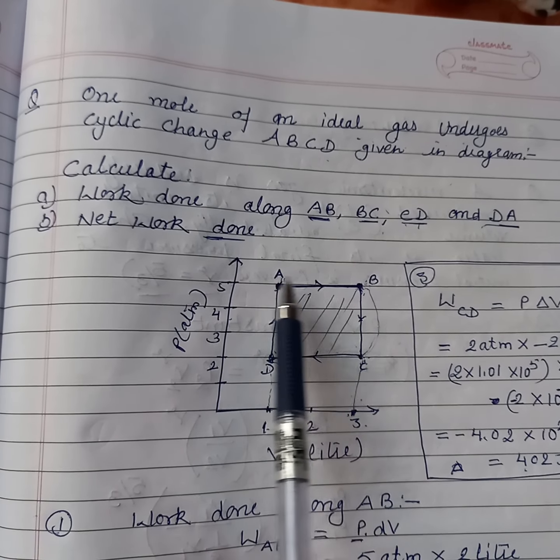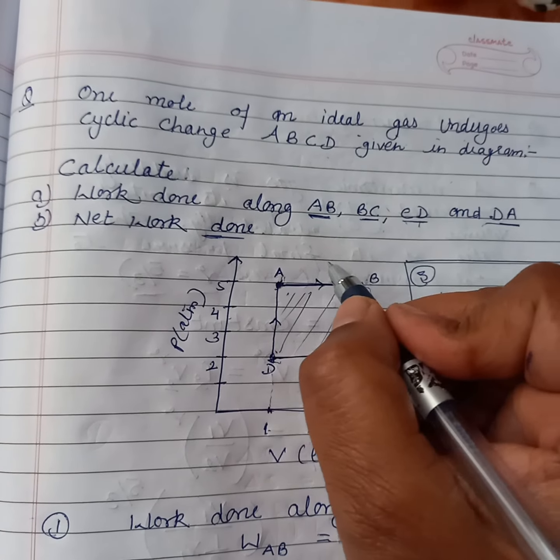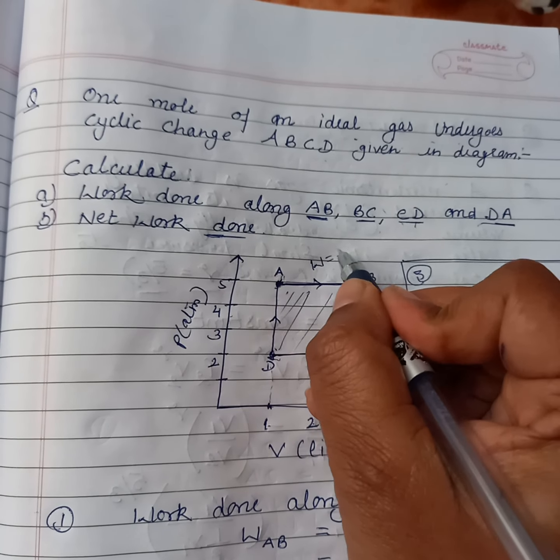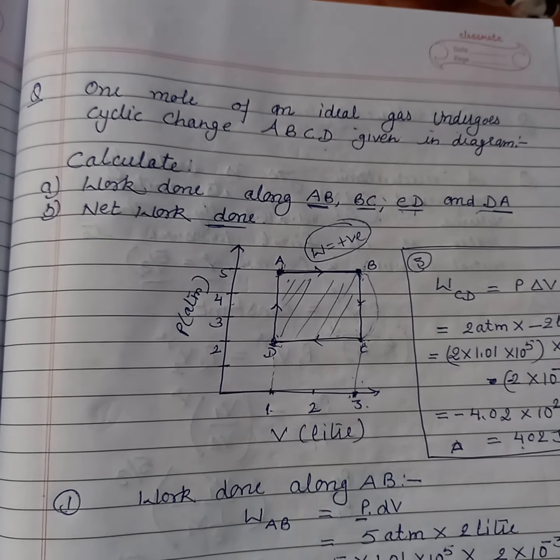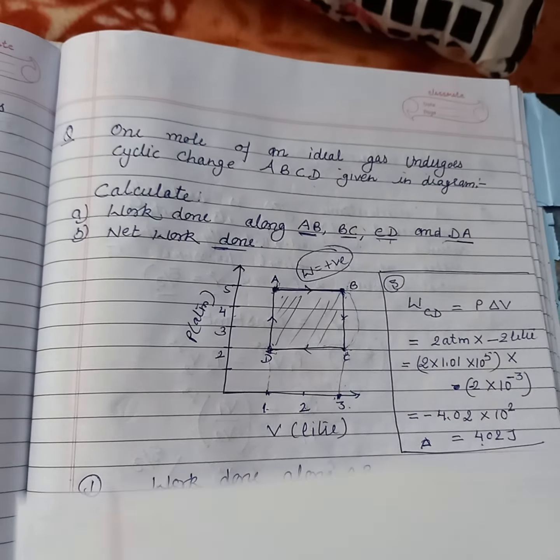Here see, the direction of the cyclic process is clockwise. So the work is positive, the sign will be positive. The net work done sign is positive. Now we require the work done in the first case.